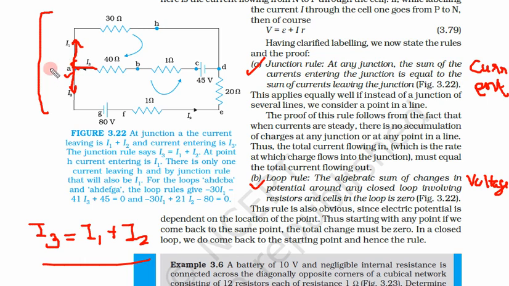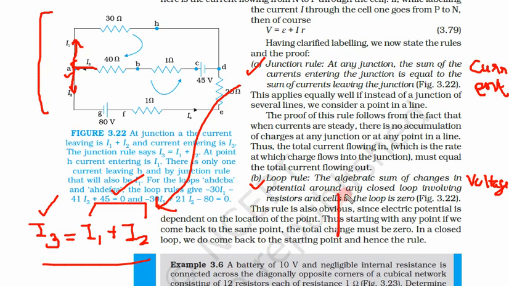Read it again. At any junction, let it be A, the sum of currents entering the junction, which is I3, is equal to the sum of currents leaving the junction, which is I1 plus I2. This is the junction rule. So we have proved this junction rule with the help of a water pipe.